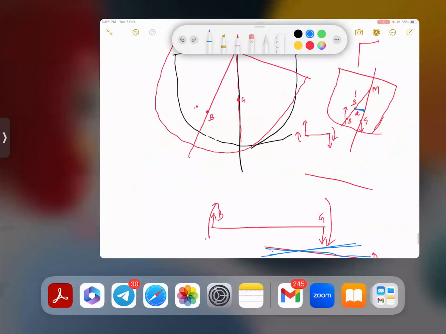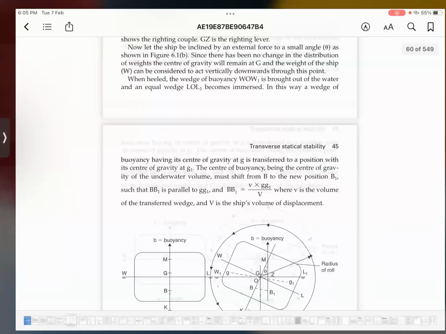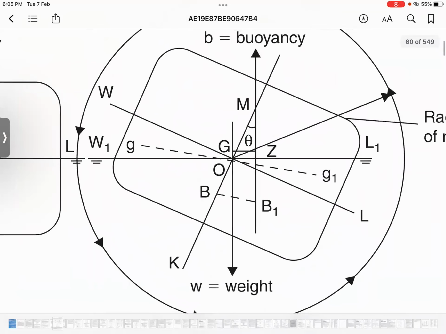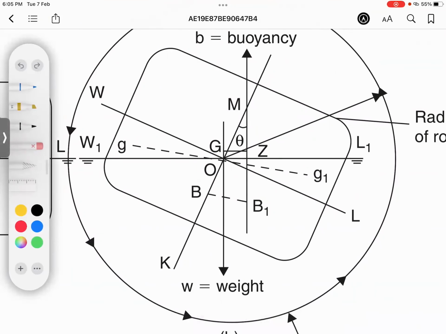I'll just show you in this. You can see this diagram, guys. This is the center of buoyancy, right? This was your center of buoyancy. This is the center of buoyancy. It got tilted. This is the new center of buoyancy, right? Now what will happen? This is the old center line and this is your new line from your new center of buoyancy, right? So it will intersect where? At the metacenter, correct? This is your point of metacenter.